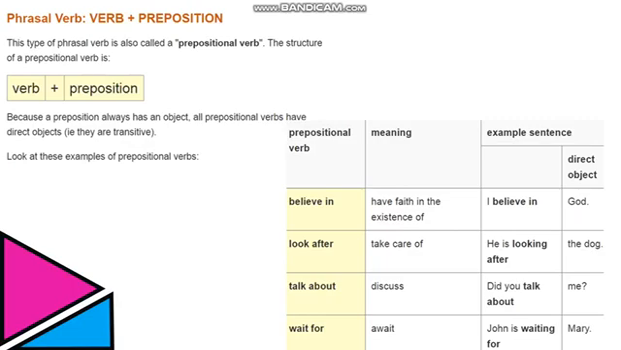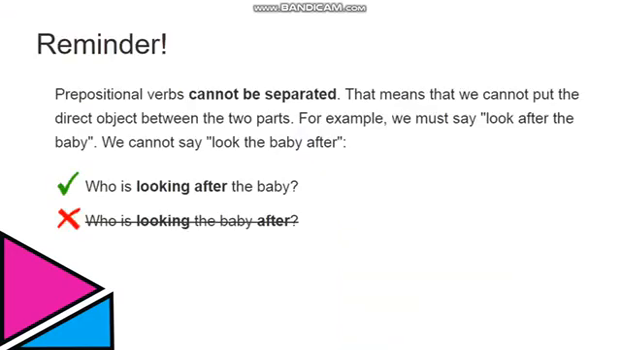Look after, which means to take care of somebody. He's looking after the dog. Next, talk about, which means to discuss. Did you talk about me? Wait for, which means await. John is waiting for Mary, which means John is awaiting Mary. I guess everything is clear in here.